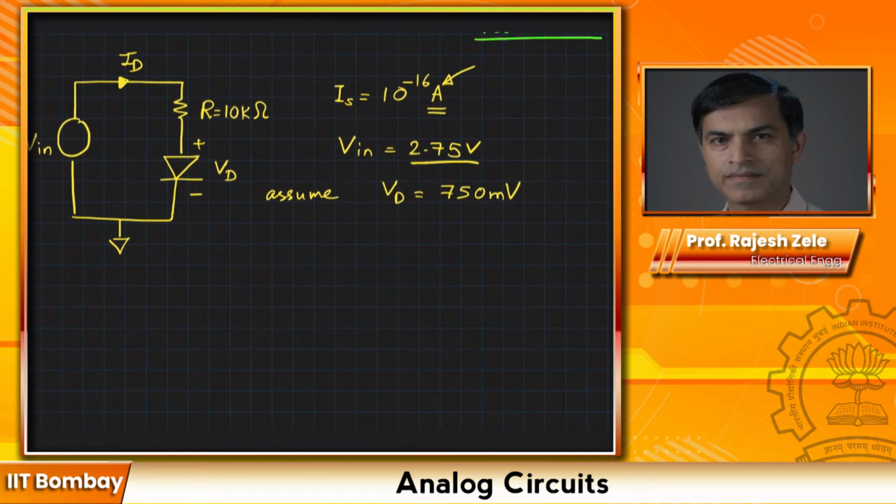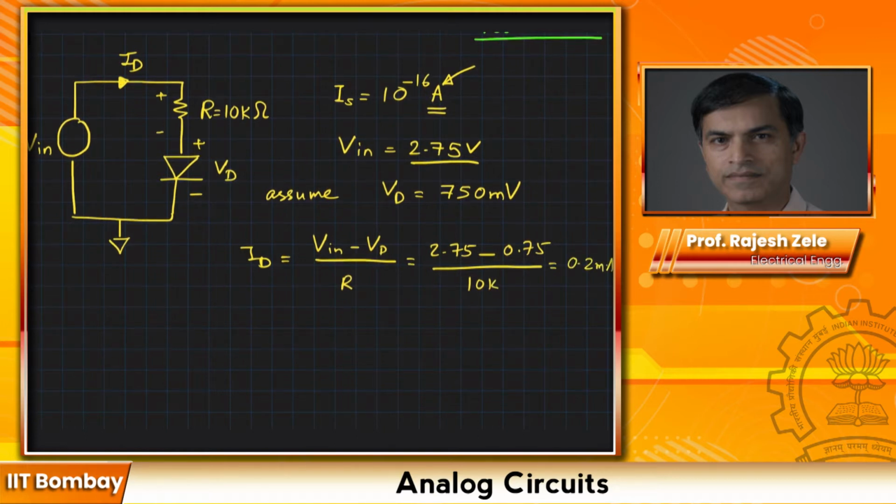As soon as you assume VD is 750 millivolts, then the voltage drop across the resistor R will give us ID, which will be equal to Vin minus VD divided by R, which is 2.75 minus 0.75 divided by 10K, which is equal to 0.2 milliamps. Units important. The K becomes milli when it comes up.